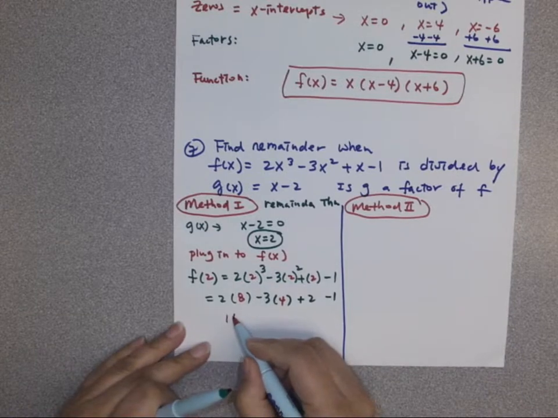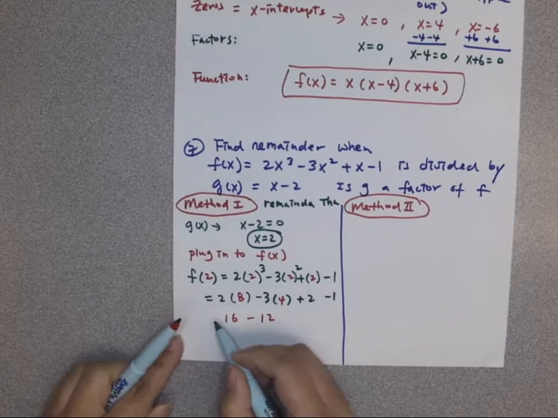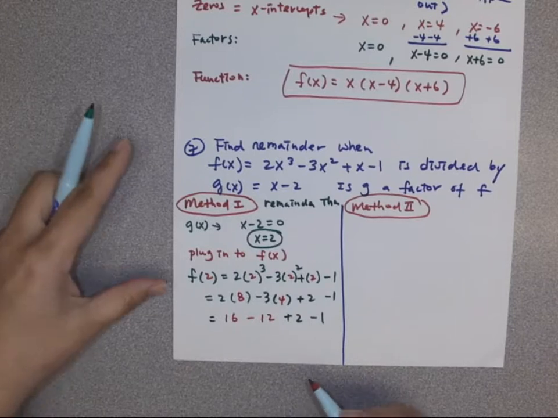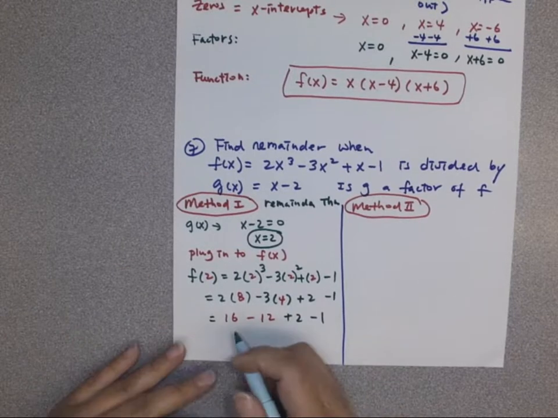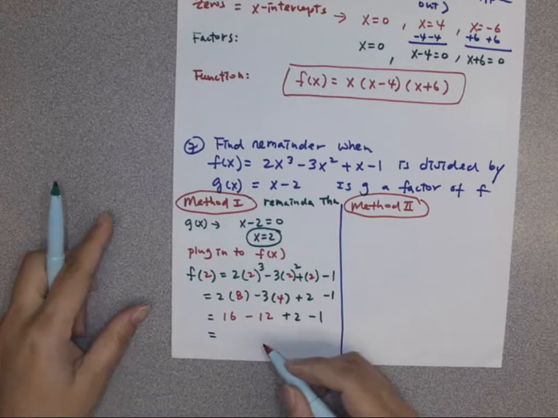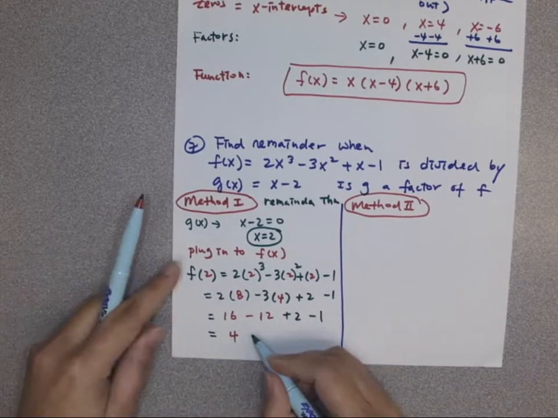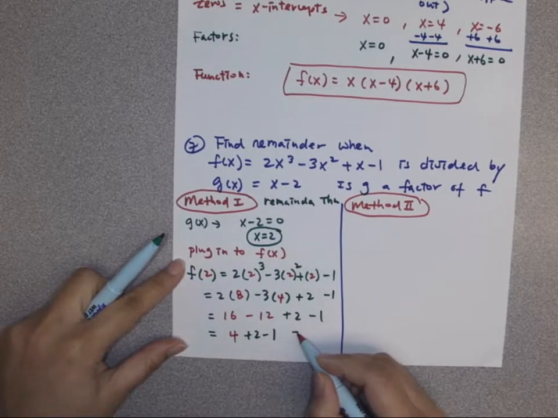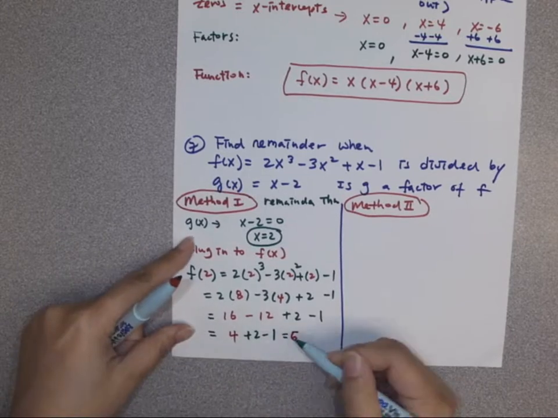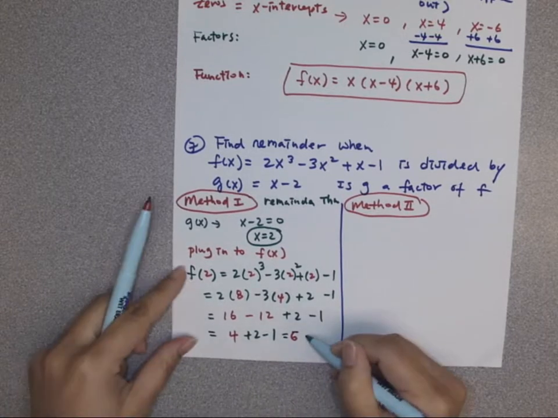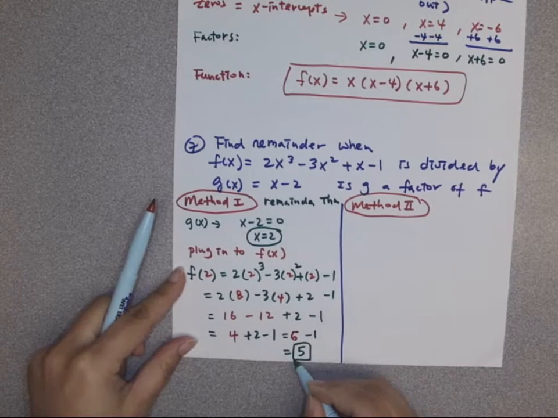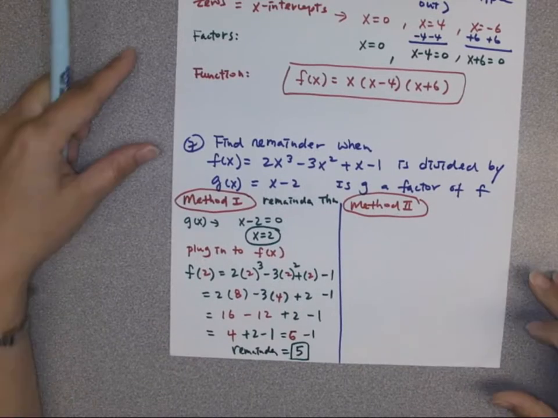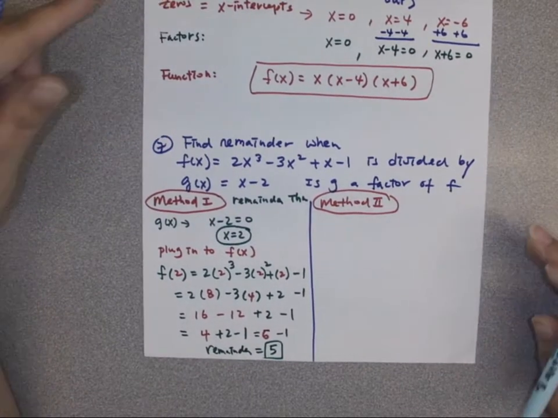So we got 16 minus 12, right? And then plus the 2 minus 1. So now they are the same add and subtract level. We just need to do from left to right. 16 minus 12 is 4. Add a 2 minus 1. 4 plus 2 is 6. Minus a 1. So finally, my answer is 5. So 5 is my remainder. Okay, so that's one way to approach it. Use the remainder theorem, plug in the number.